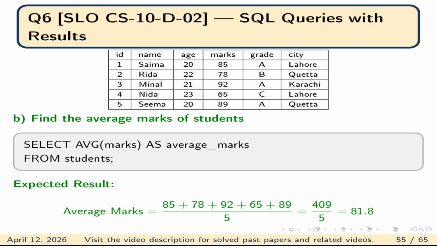Expected result: 85 plus 78 plus 92 plus 65 plus 89 divided by 5, 409 divided by 5, answer should be 81.8.